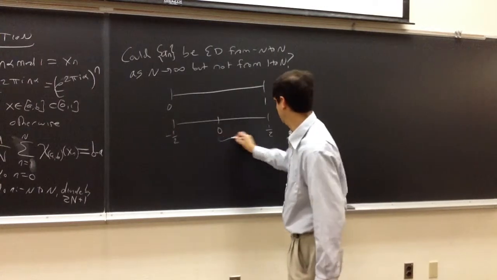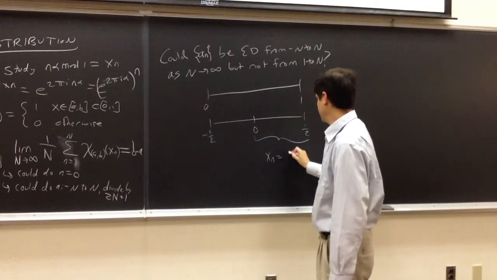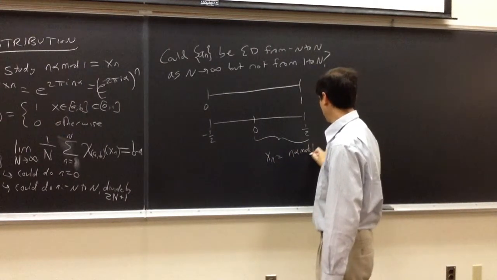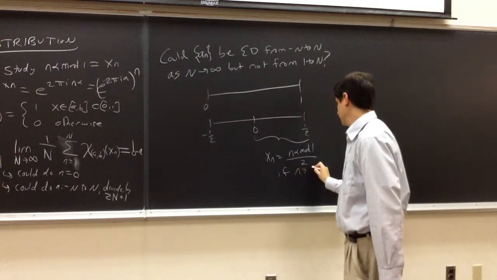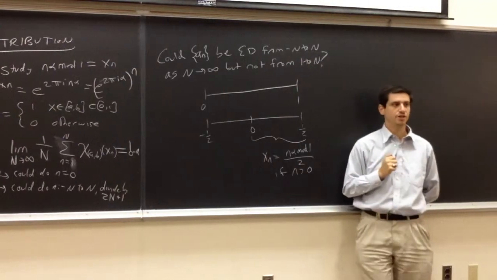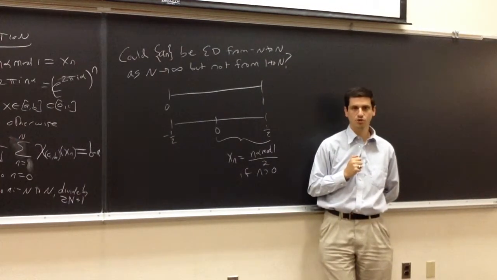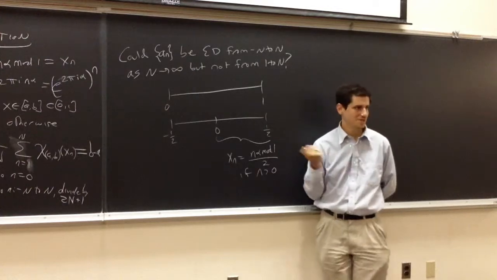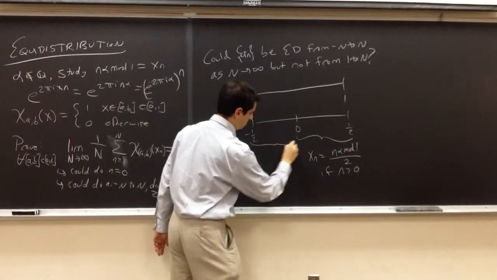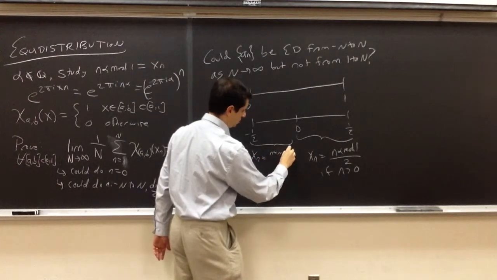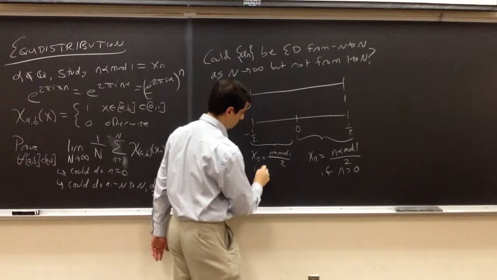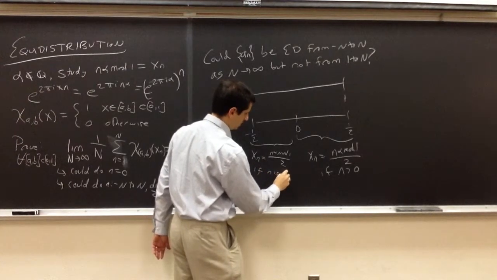0 to 1/2. Excellent. So maybe x_n is (n alpha mod 1) divided by 2 if n is greater than 0. That's going to be equidistributed here. What should I do for the negatives? Same thing, right. So now x_n is equal to (n alpha mod 1) over 2 if n is negative.